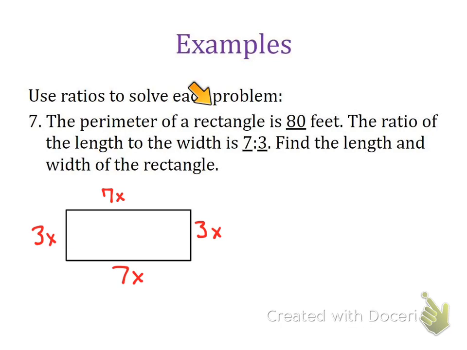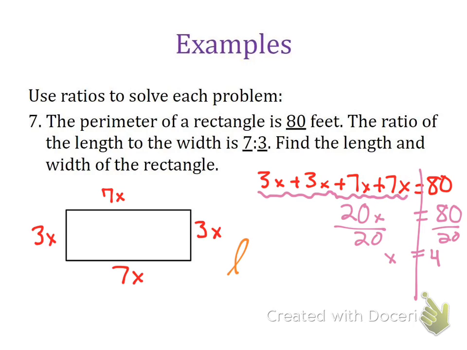Okay. And we're looking for perimeter, right? It says the perimeter of a rectangle is 80 feet. So what do all the sides add up to? 80. So 3x plus 3x plus 7x plus 7x equals 80.